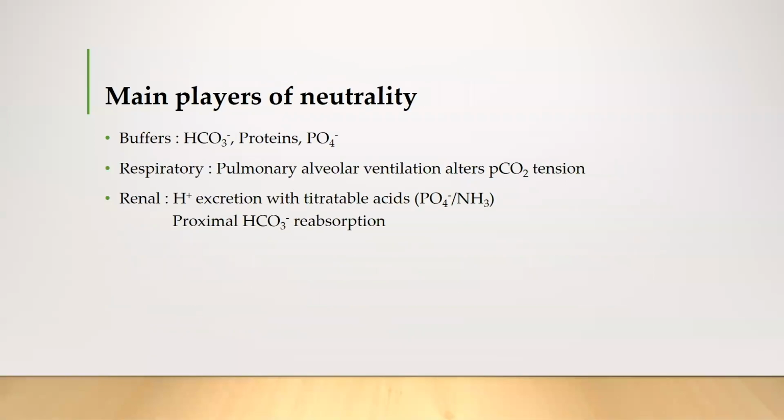So the main players of maturity which will affect our pH depend on several factors. They include the buffers, which include the bicarb, proteins, and phosphate in our body. As for the respiratory component, our pulmonary alveolar ventilation can affect the PCO2 tension depending on the patient's ventilation. And our kidneys can also affect the hydrogen ions by hydrogen secretion with titratable acids, as well as proximal bicarb reabsorption, thus affecting our pH values.